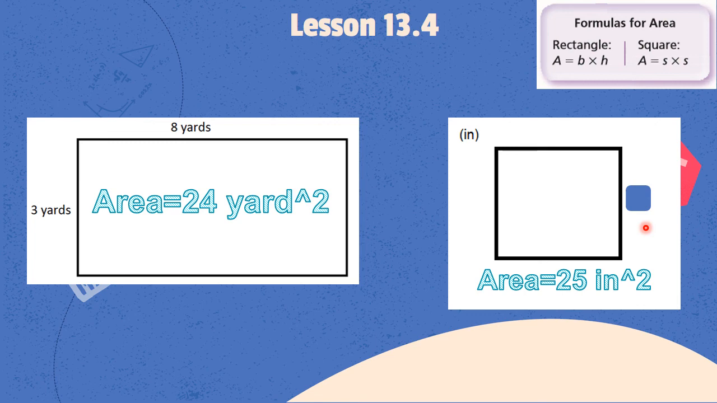Pause the video and think. I want you to know the answer. What times what equals 25, with two numbers that are equal? 5. Bravo! Why 5? Because we said I have two sides, and the two sides are equal, and their area is 25, and if I do 5 times 5, it equals 25.